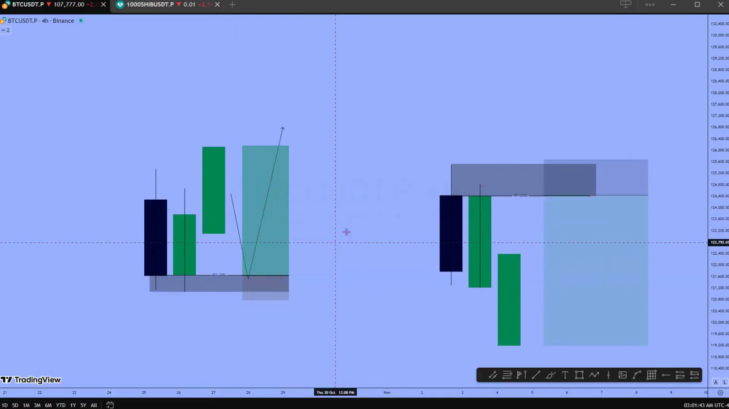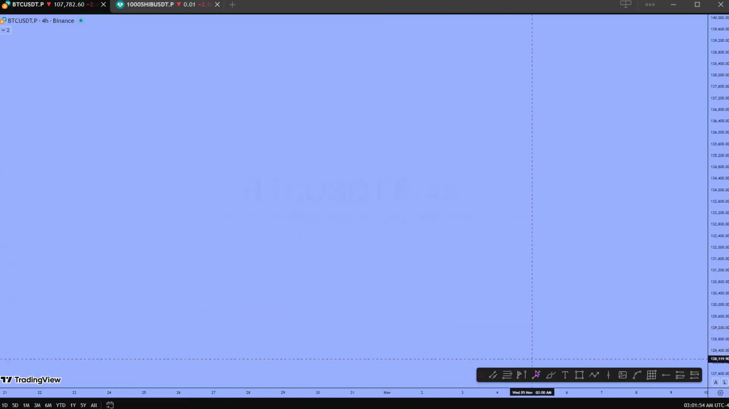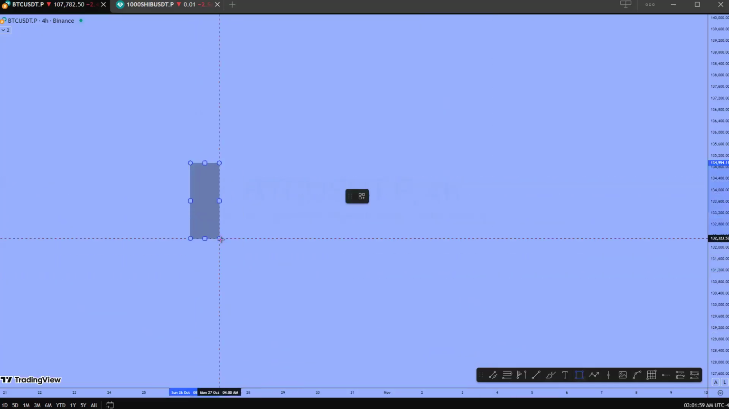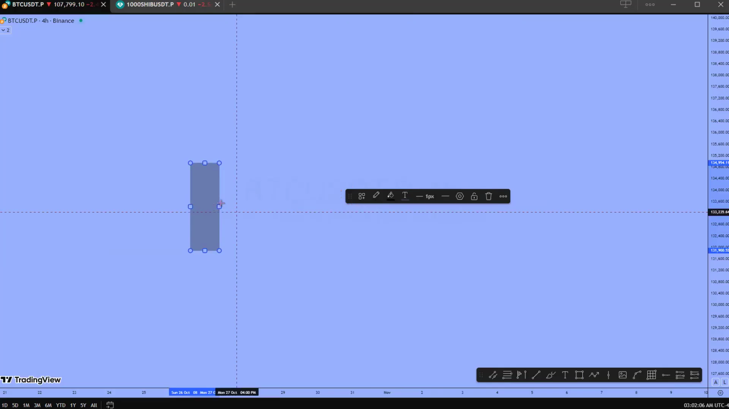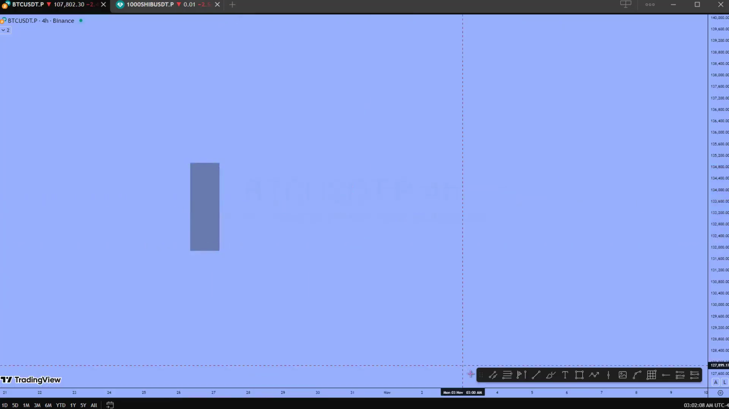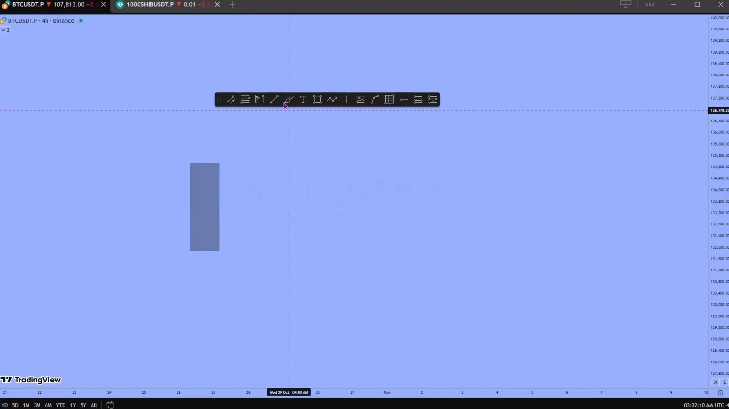Then you make refinement on the 4 hour time frame or the 1 hour time frame for confirmation. Then the key level for the other one is kind of complicated, but it's almost the same thing. It's a little bit tricky also.